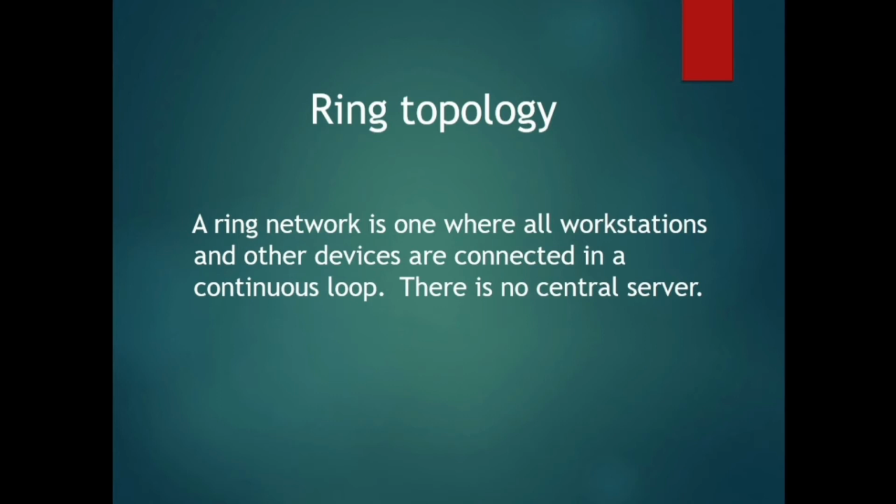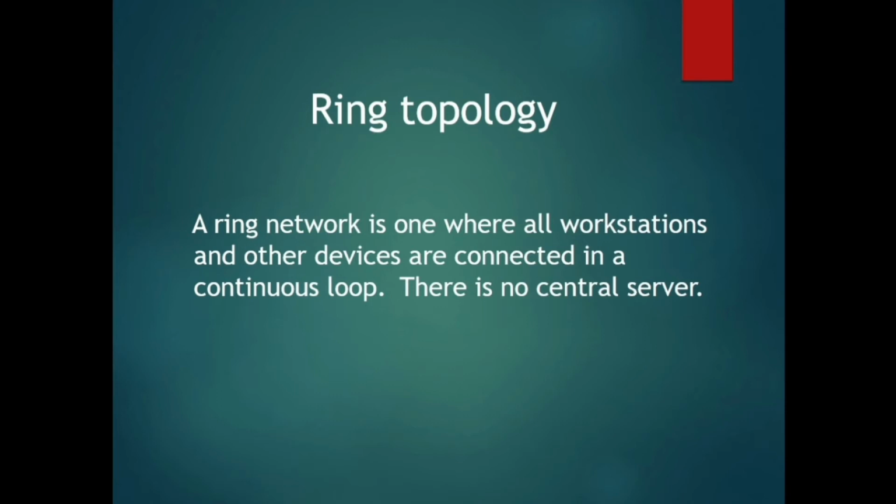A ring network is one where all workstations and other devices are connected in a continuous loop. There is no central server. Basically, all the connected workstations are connected in a continuous loop, like a circle or like a ring.